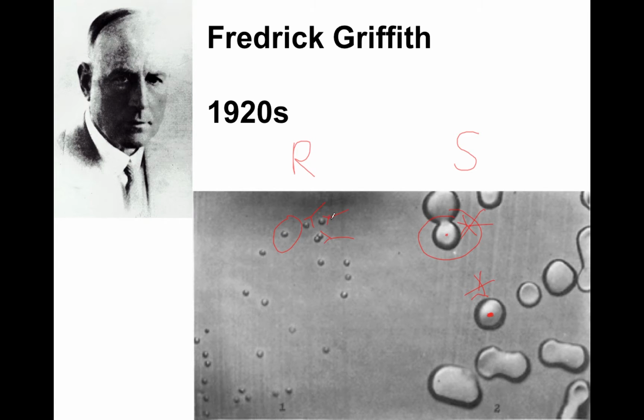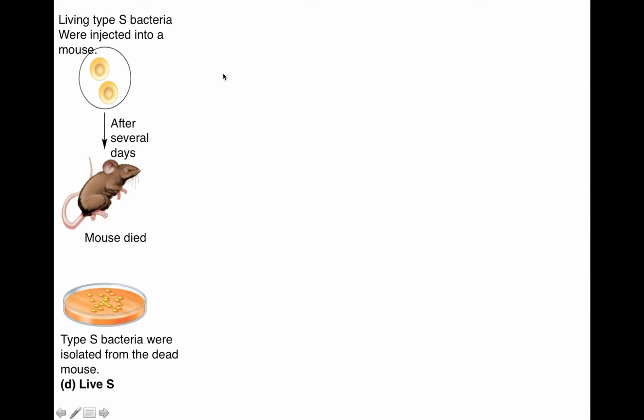Griffith was familiar with these two different strains of bacteria, and with an experimental approach called heat killing. Let's look at his experiment. If you take a mouse and inject into it some live smooth bacteria, after several days, the mouse succumbed to the infection.